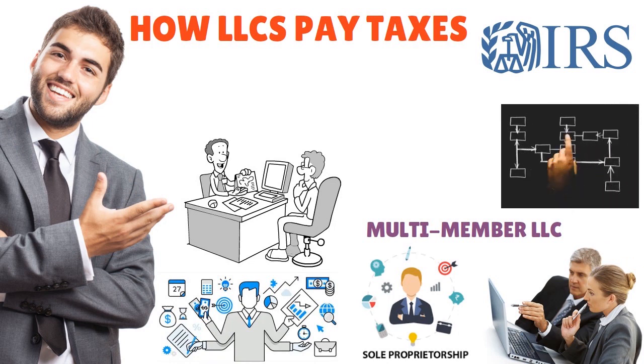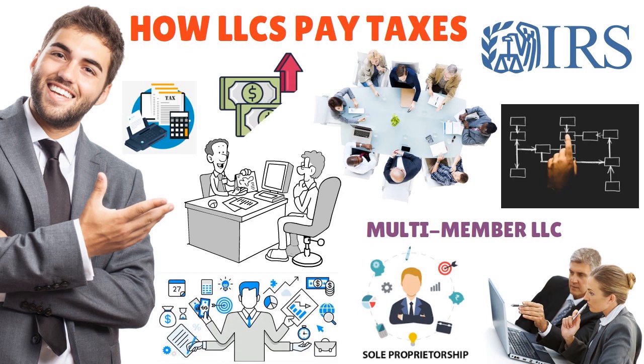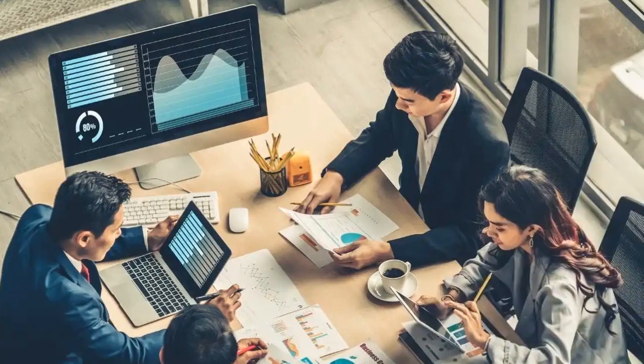So if your LLC has multiple owners or members, the IRS will treat it as a partnership. Each owner must pay taxes on his or her personal income tax return based on the profit share he or she owns in the LLC. You also have to attach a Schedule E to your 1040 form, which is used to report income for partnerships. Your LLC operating agreement should clearly state the percentage of shares that each LLC member owns. So we're talking here about profit distributions, or just distributions in general.